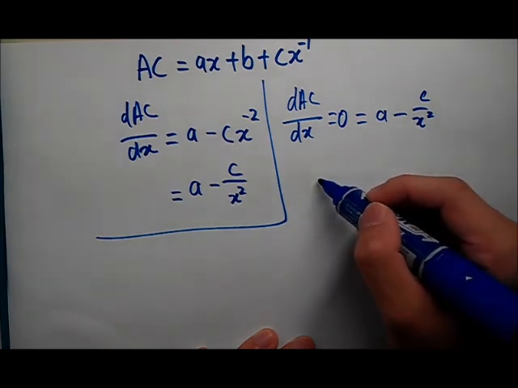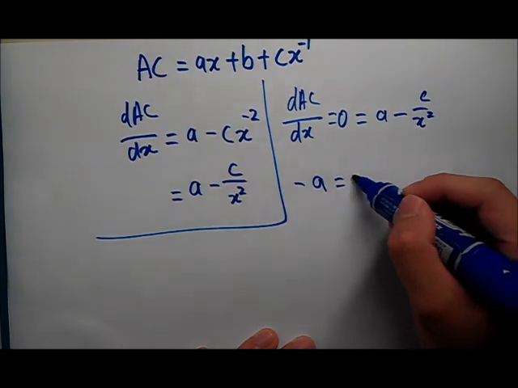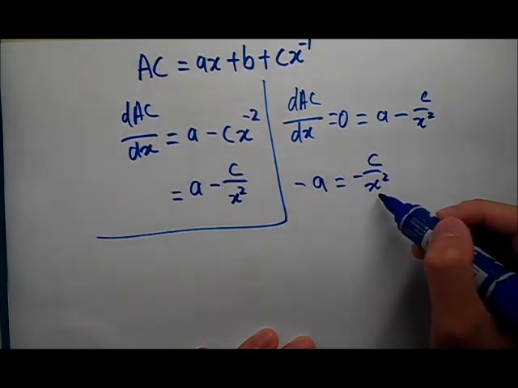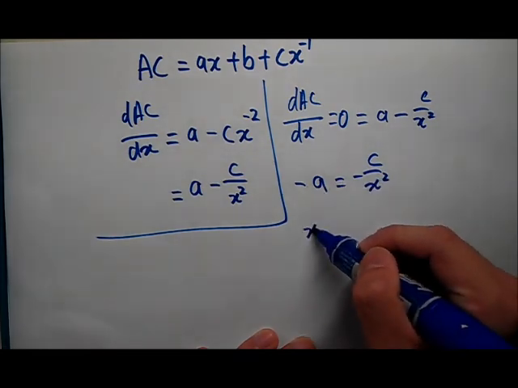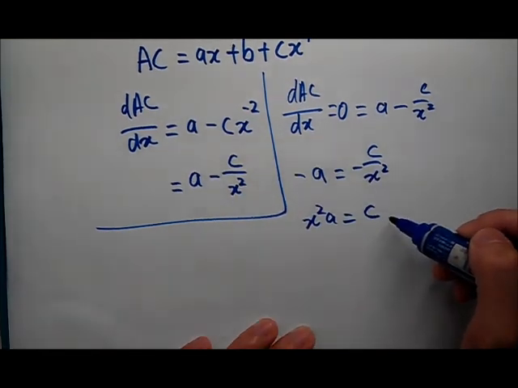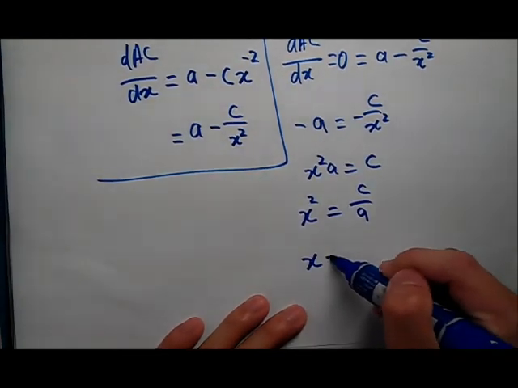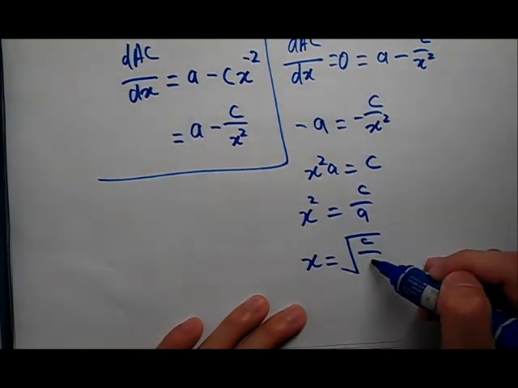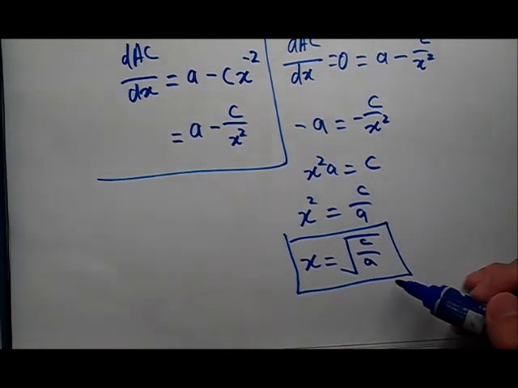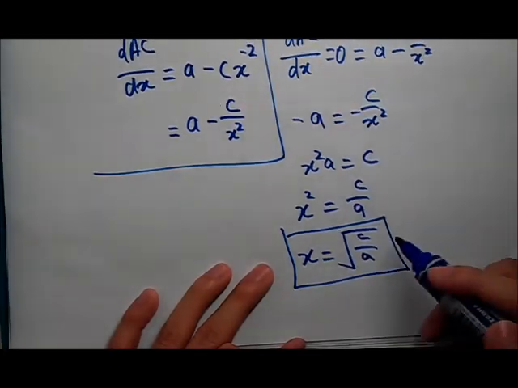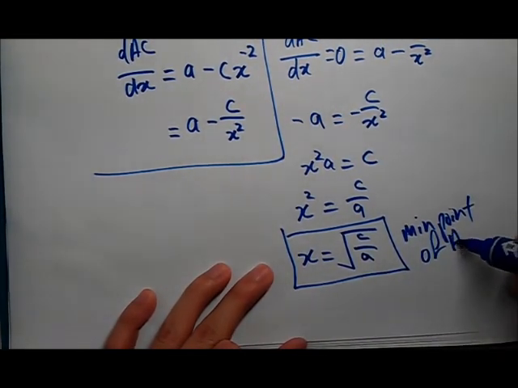So let's bring that a across. Here we got a negative, and then we got a negative here again. Let's bring this over to the other side and remove all the minuses, so you get x squared a equals c. Then x squared equals c over a, and x equals the square root of c over a. So take note of this part. This is important.